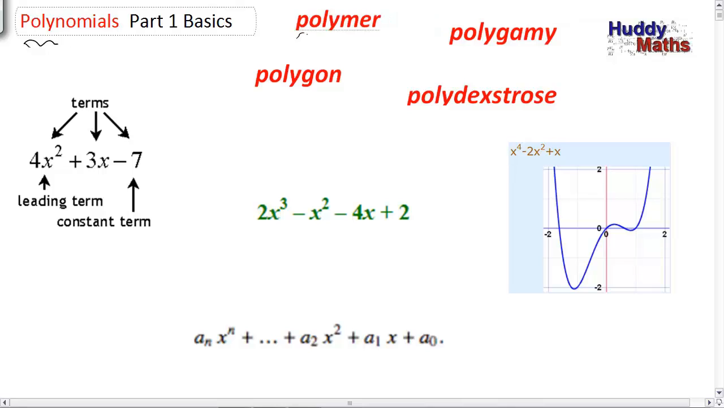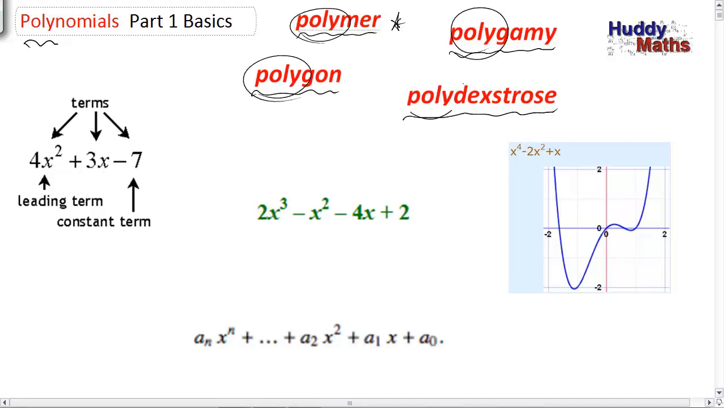Polymer in chemistry, or in organic chemistry in particular. Polygamy, more than one partner. Polymer means what? More than one molecule, repeating molecule to form a polymer, or many somethings. Polygon, many-sided figure, hexagon, octagon, different numbers of sides, and polydextrose. Oh, that's an artificial form of glucose there. And what do you think they all mean? Poly is usually meaning many from the Latin.